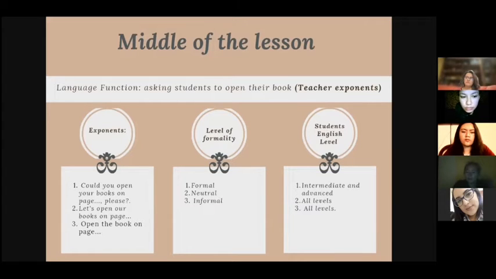The first exponent says, could you open your book on page 21, please? The level of formality is formal and the student's English level is for intermediate and advanced. And the second one says, let's open our books on page 21. It's considered neutral and the student's English level is for all levels. A third one says, open the book on page 21 and the level of formality is informal and the student's English level is for all levels.